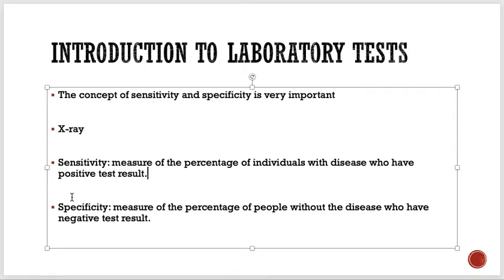So when the sensitivity of the test is increased, the false negative results decrease. Same thing with specificity. If the test is very much specific, there will be very few false positive results. If the test is highly sensitive, there will be almost no or very low false negative results, whereas when the test is highly specific, there will be low or very few false positive results.